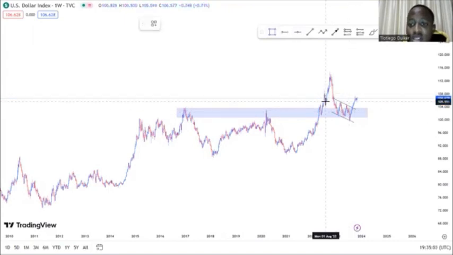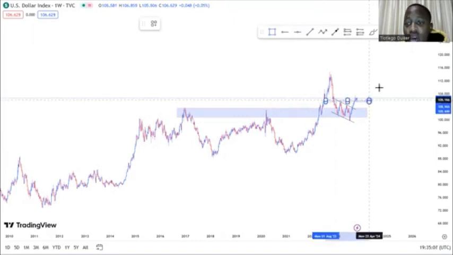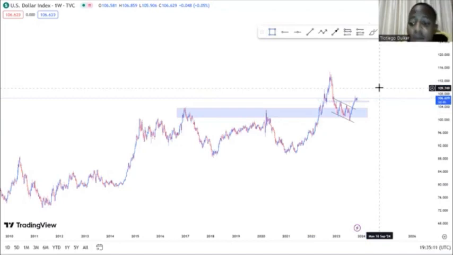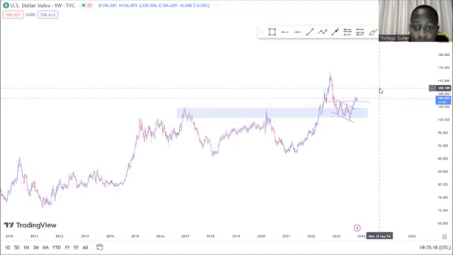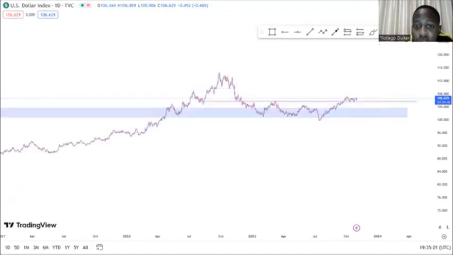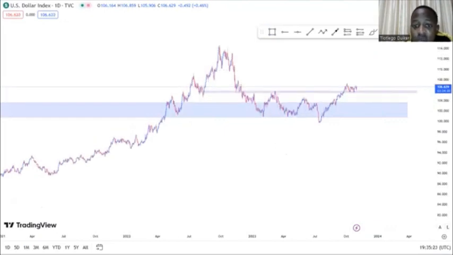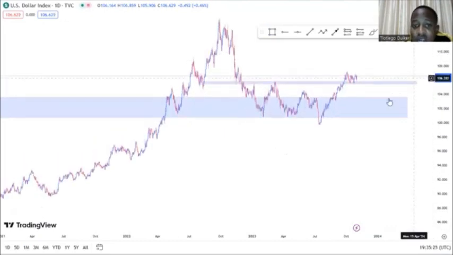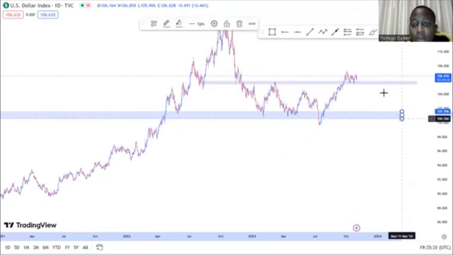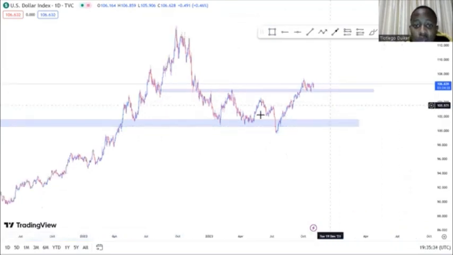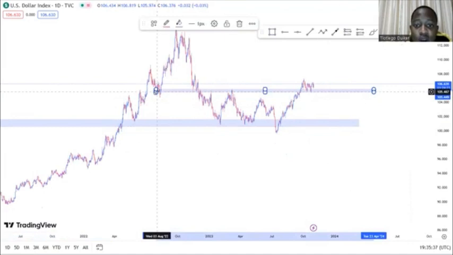As you can see here, we do have a bit of a zone right here, but because we are on our weekly time frame, I'm just going to move to my daily time frame for now. Let me adjust this because it's going to be way too big on our lower time frames. We do have a zone here that we spotted on our higher time frame.